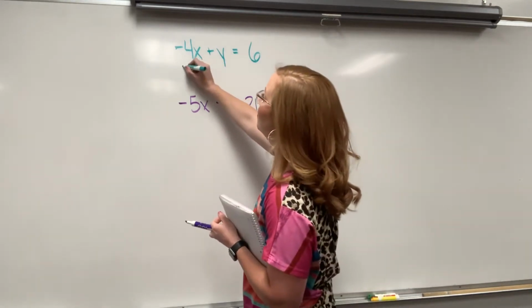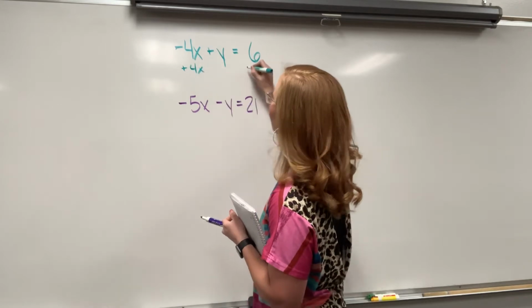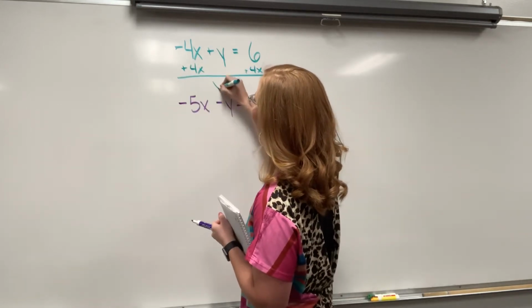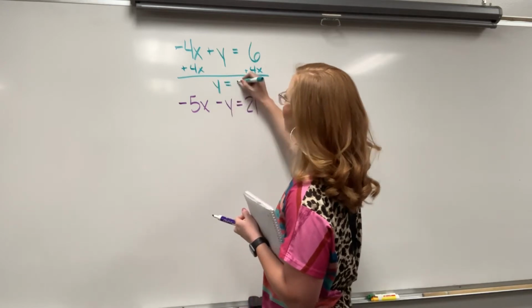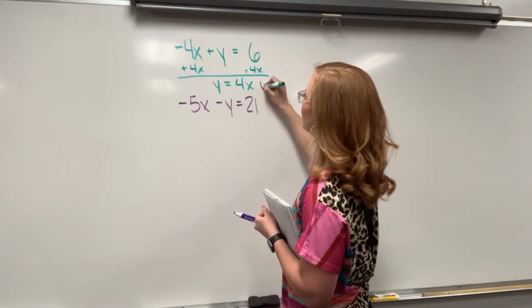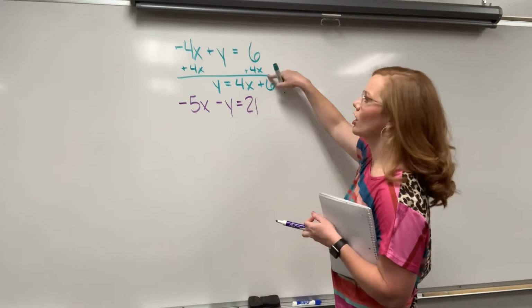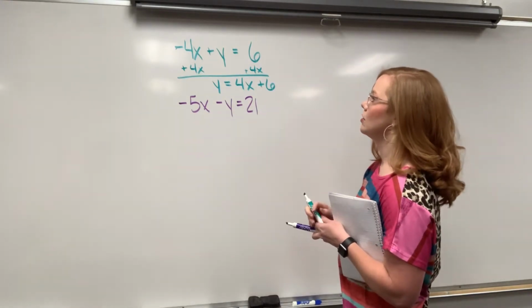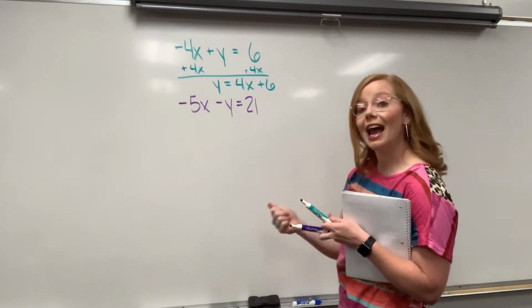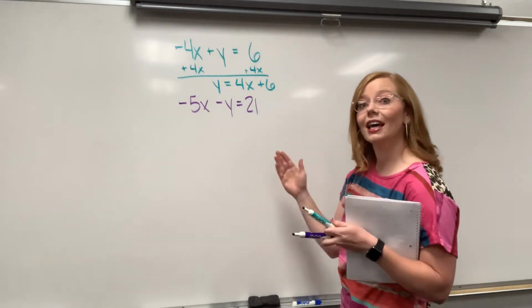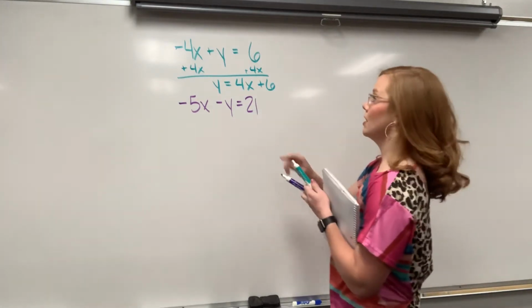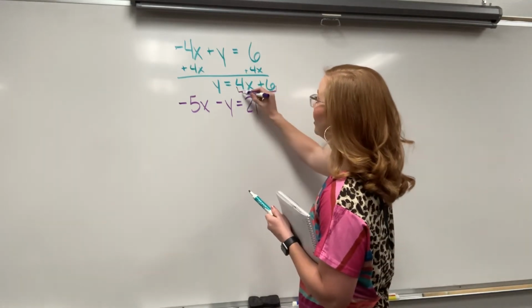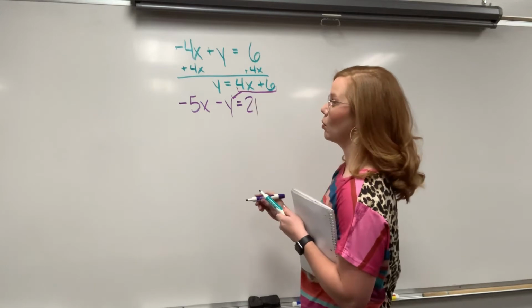Let's go ahead and do that. The way that I move this 4x is I add 4x to both sides. And now I end up with y equals 4x plus 6. These aren't like terms, so I can't combine them. Now that I have a variable isolated, I can continue with substitution. This is what y equals, so I can take this expression right here and plug it in for y.